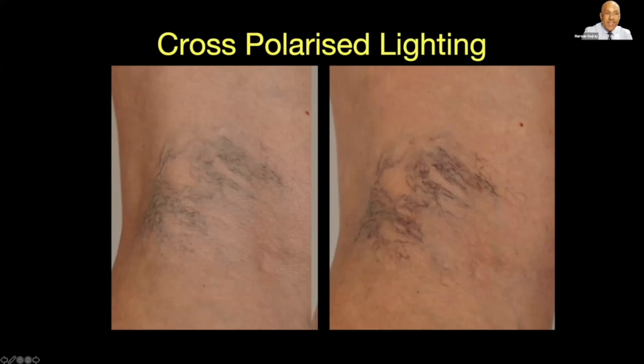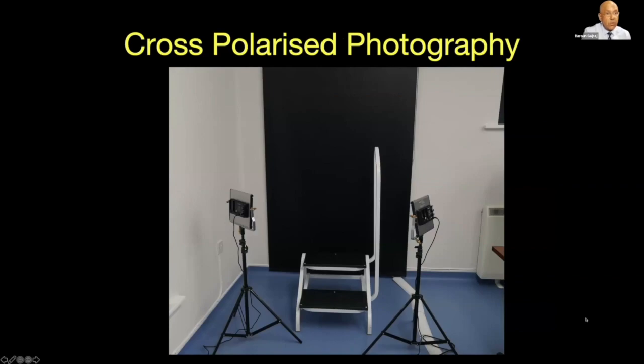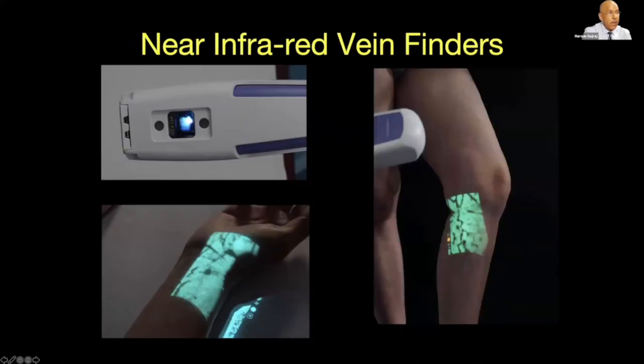I agree with Zola. It doesn't always show the reticular veins better, but on occasions it does, and it makes them easier to inject. And this is how I perform cross-polarized photography. I have bright LEDs. I'm able to place a polarizing filter in front of the light source, and then with a circular polarizing filter on my DSLR camera, I can take cross-polarized photographs.